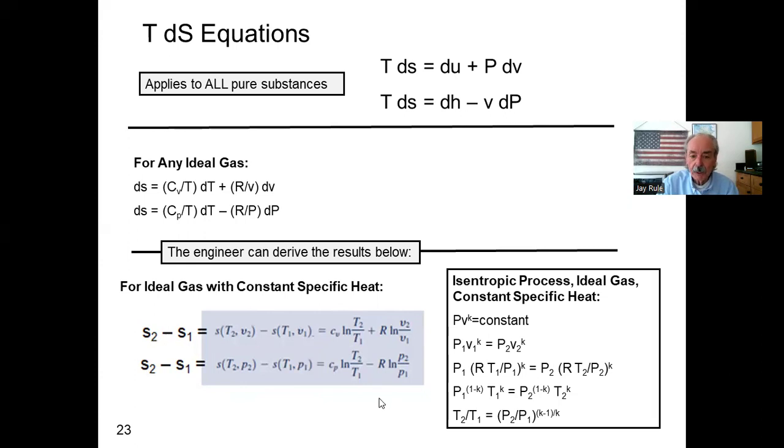Another outcropping of these TDS equations is the fact that PV to the K equals constant for an ideal gas with constant specific heat undergoing an isentropic, reversible adiabatic process. So you can start with PV to the K is constant, and as an engineer, you can derive T2 over T1 equals P2 over P1 to the power of (K minus 1) over K. You can derive that from the TDS equations.